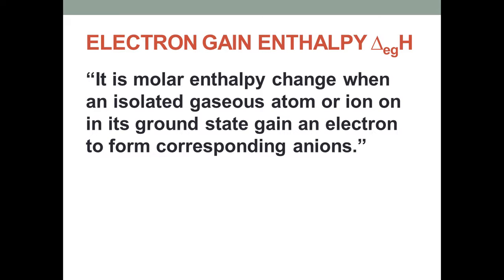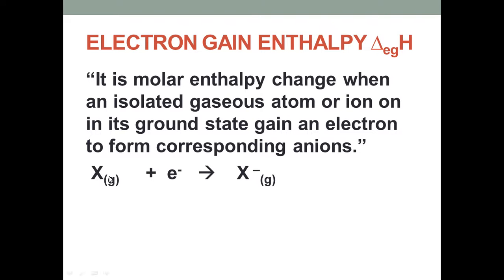If an electron is added to an isolated gaseous atom or ion, then the amount of energy released or gained is called electron gain enthalpy. So basically, electron gain enthalpy can be endothermic or exothermic. It may be possible that on addition of an electron, energy is released or gained. If energy is released, then the sign of enthalpy is negative, and if energy is gained by the process, then the sign of the enthalpy is positive.